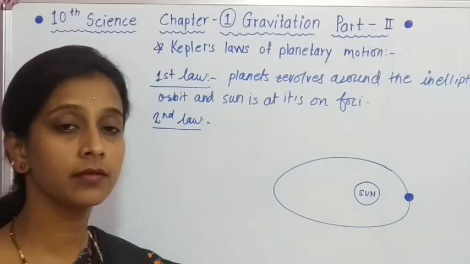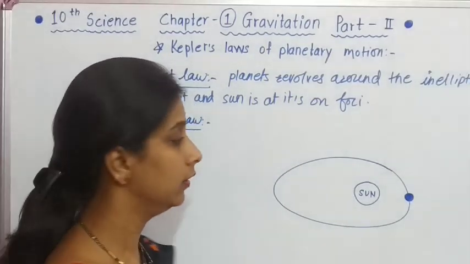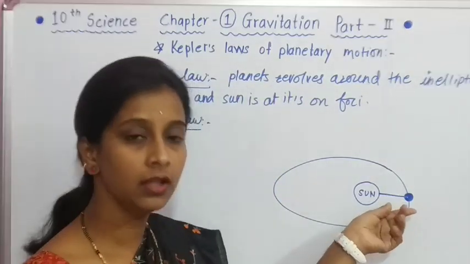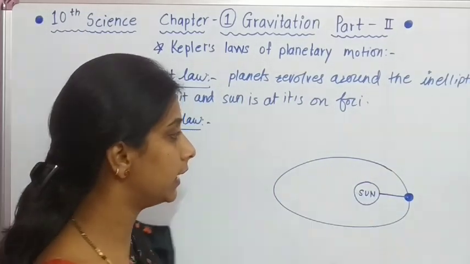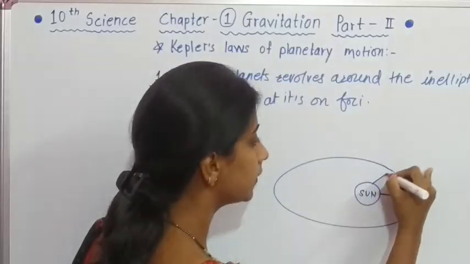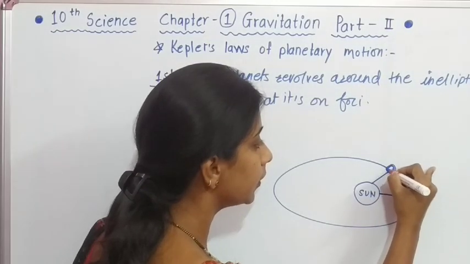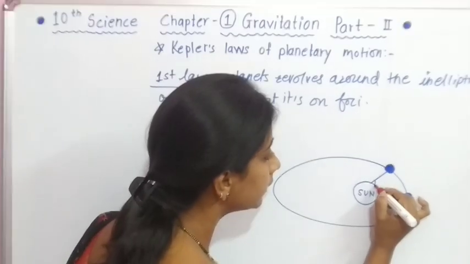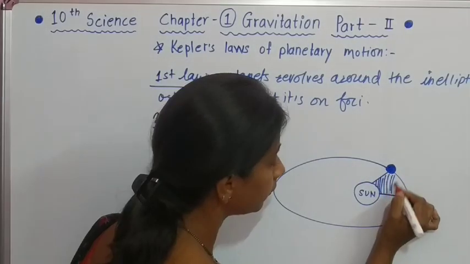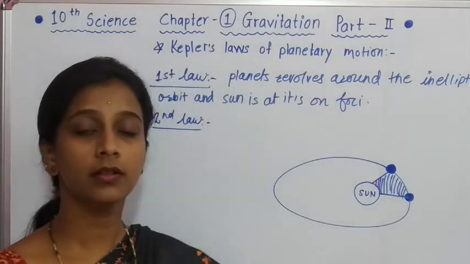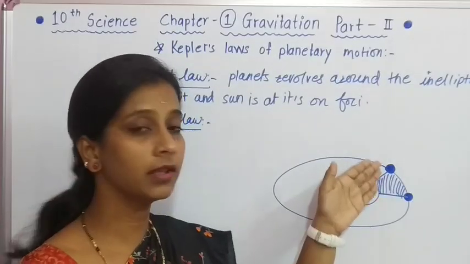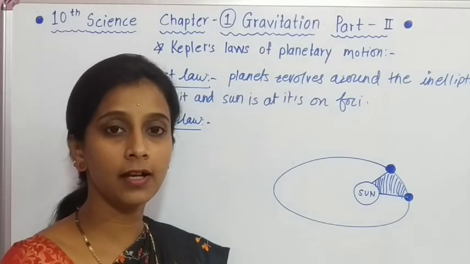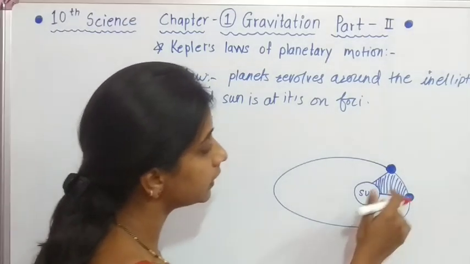Now students, see this diagram again. The line that joins sun and planet sweeps a distance. Sweeps means what? Cover. It covers an area. It covers equal area in equal interval of time.